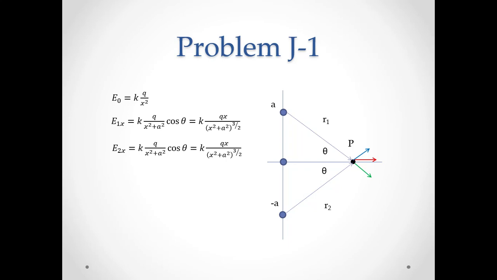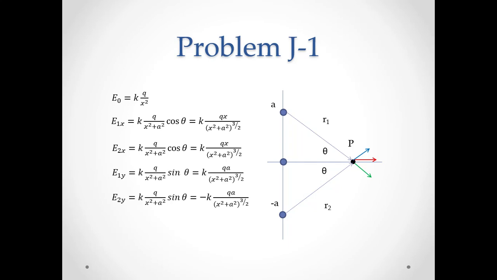So what I've done here is I've taken kq over r squared, or in this case, my r squared is x squared plus a squared, times the cosine of theta. And the cosine of theta, if we look back, was x over the square root of x squared plus a squared. So if you multiply all this together, the x component for both vectors, the electric field from the one that is a above the origin and a below the origin, looks like kq times x over x squared plus a squared to the 3/2 power.